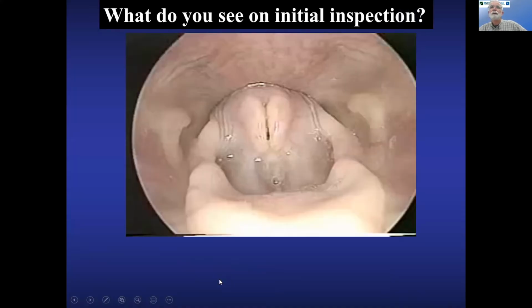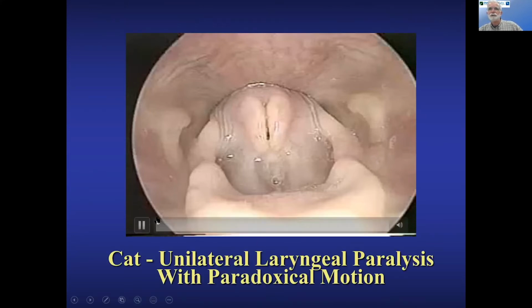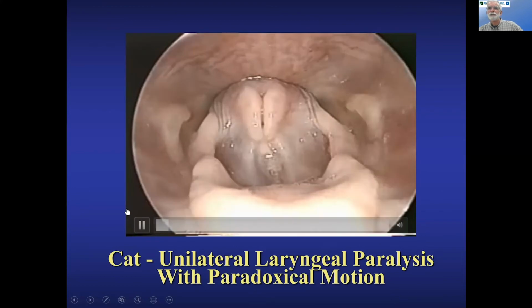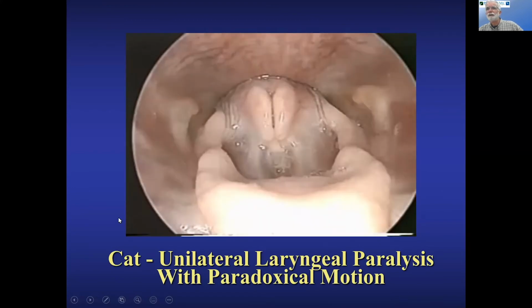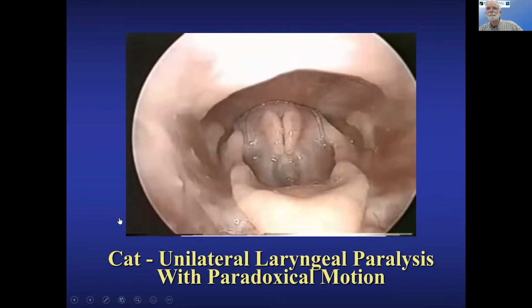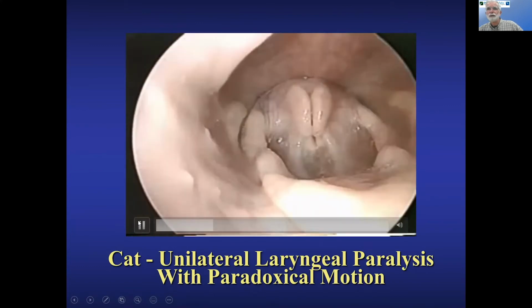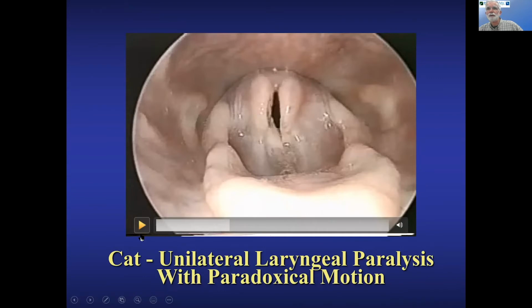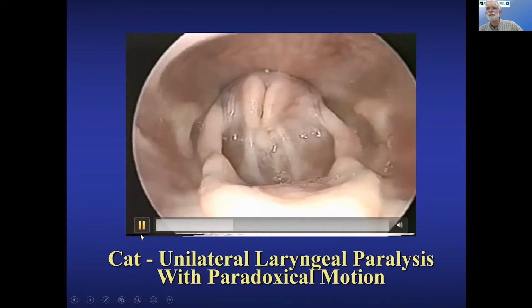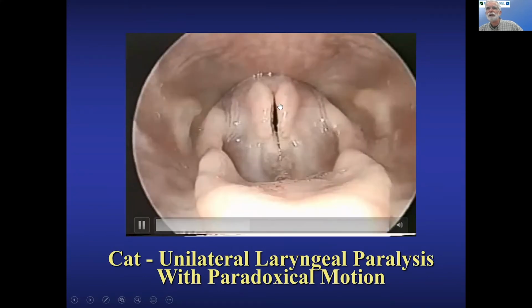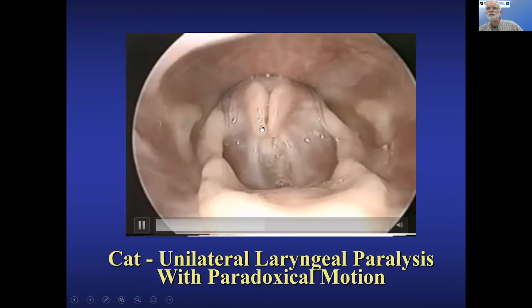Okay, what do you see on this cat? We know it's a cat. Initial inspection, it's going to be a unilateral paralysis, that one that we had the still images of before. Again, left-sided, Dave. Okay, paradoxical motions of that going across, the right side opening, pulling the left side across, that Bernoulli effect. That's why planes fly.